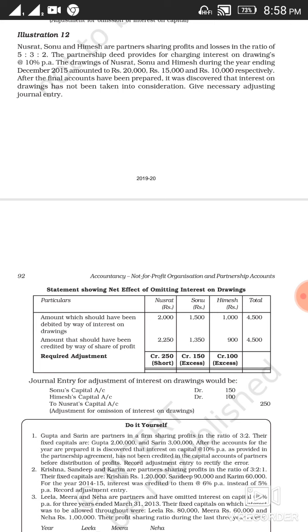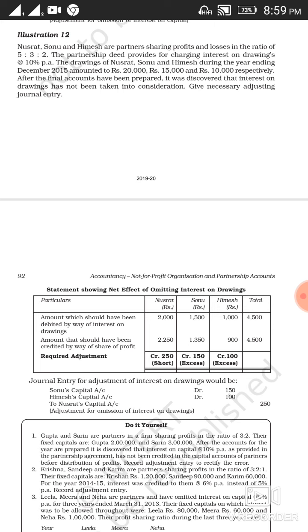So these are the amounts that have to be debited, because interest on drawings will be debited to partners' capital account. So while writing the particulars, you will write the amount which should have been debited, means this is the amount that we have to take from the partners' capital, or we have to take it from the partners. So we'll debit it. So we have to debit Nusrat by 2,000, Sonu by 1500 and Himesh by 1,000, and the total is 4,500.